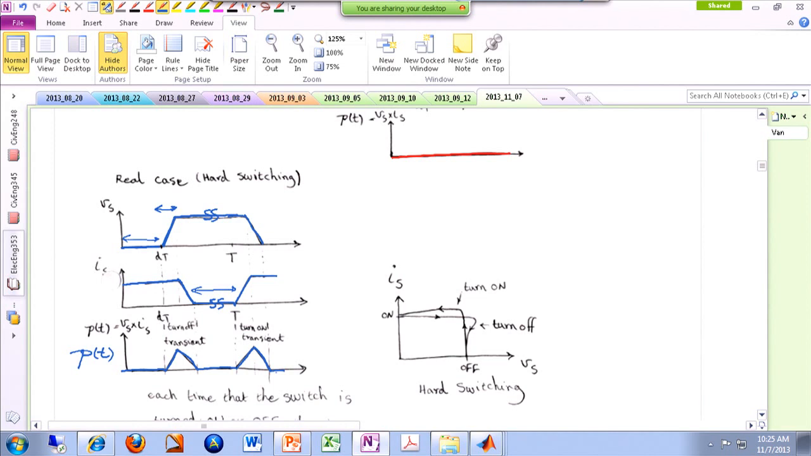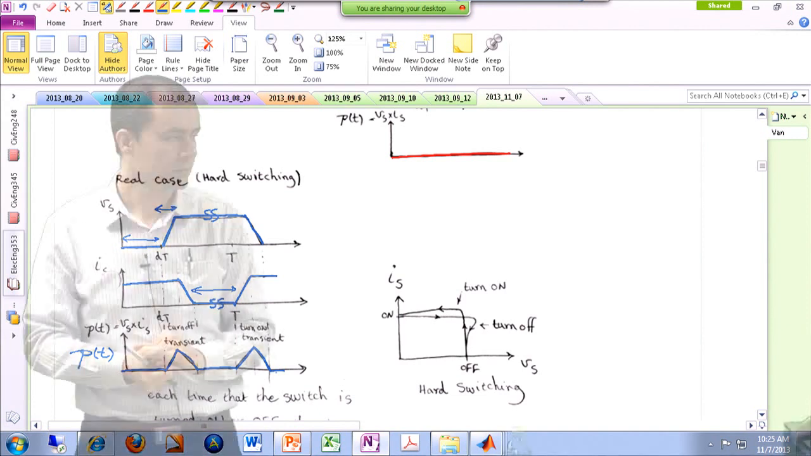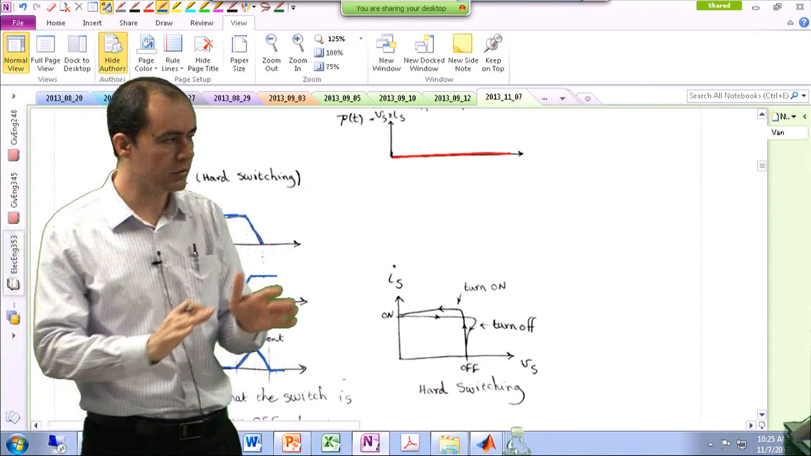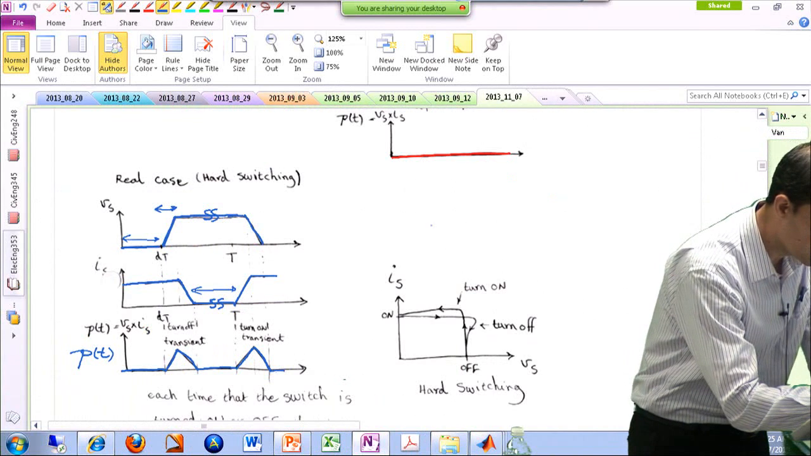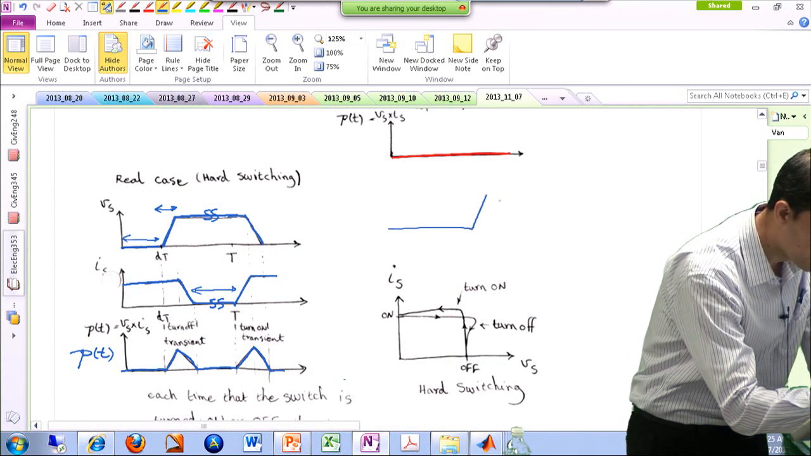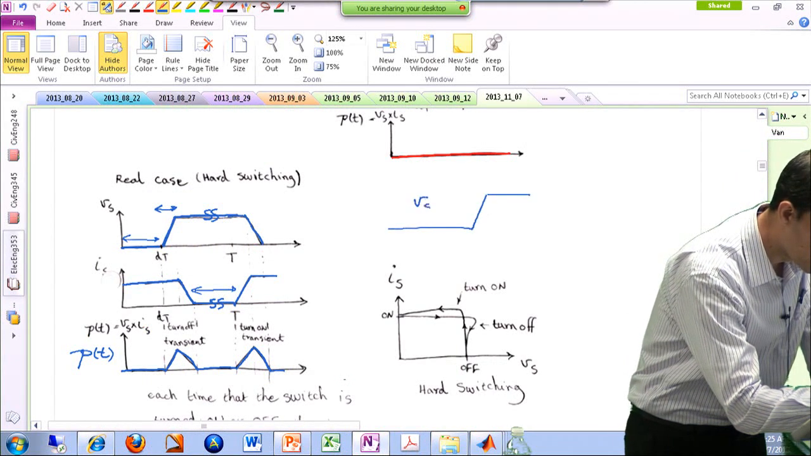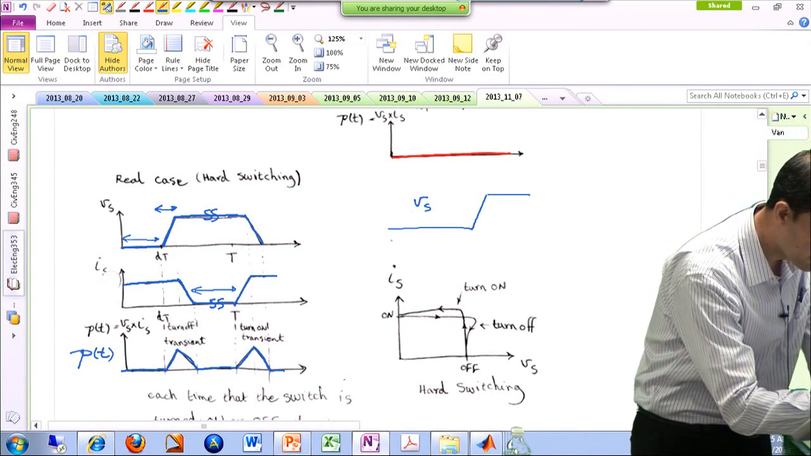It depends on what kind of switch you are using, who is the manufacturer of the switch, and whether the manufacturers even provide the details about this. They don't really honestly do that. But you just know that deep down there is a little bit of an overlap. So it could be a case like this, for instance. The voltage goes up, and at the very same time the current comes down.